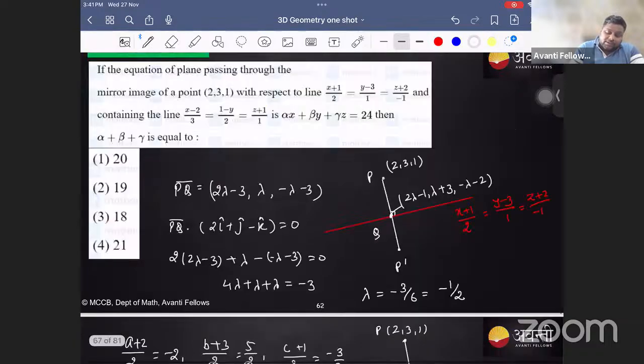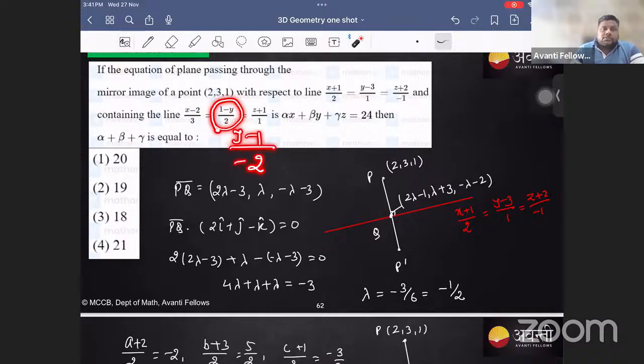Take care of one thing here. You have to write it as y minus 1 upon minus 2. Got it?